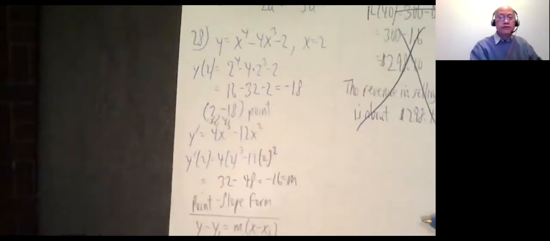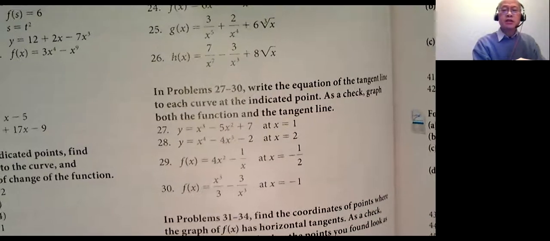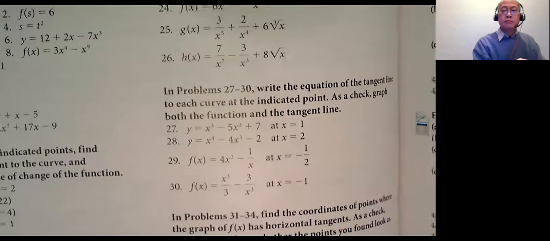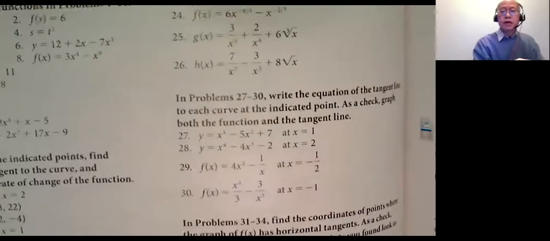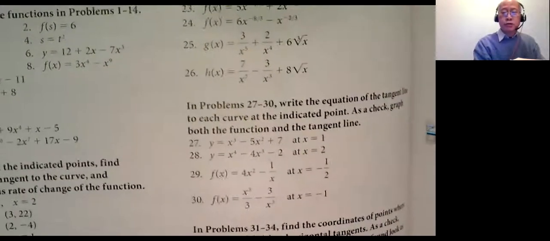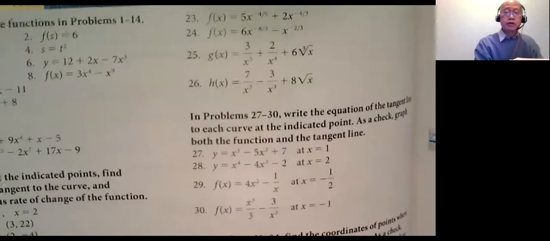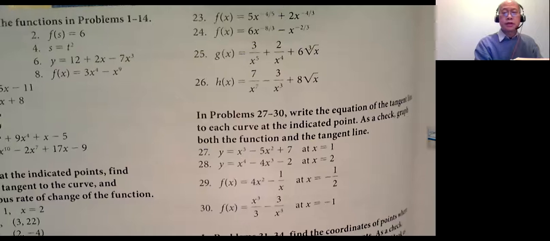Then let's see, what do they want for 28? That kind of problem. Write the equation of the tangent line to each curve at the indicated point; as a check, graph both the function and tangent line. Okay, we won't bother doing that. But this is the one where you plug in and then do the point slope form. That's going to be a recurring theme for the rest of the semester, over and over and over again. We'll see that concept.